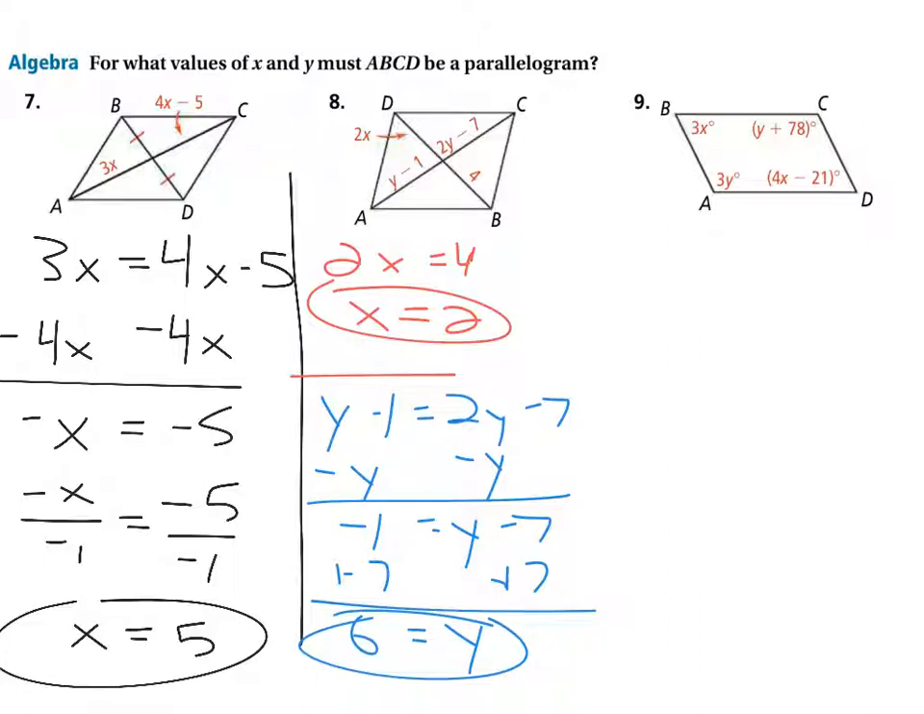And let's see how that worked out by just plugging it in. If this was 6 minus 1, we'd get 5. And if this is 2 times 6, or 12, minus 7, we'd also get 5. So that works for us.